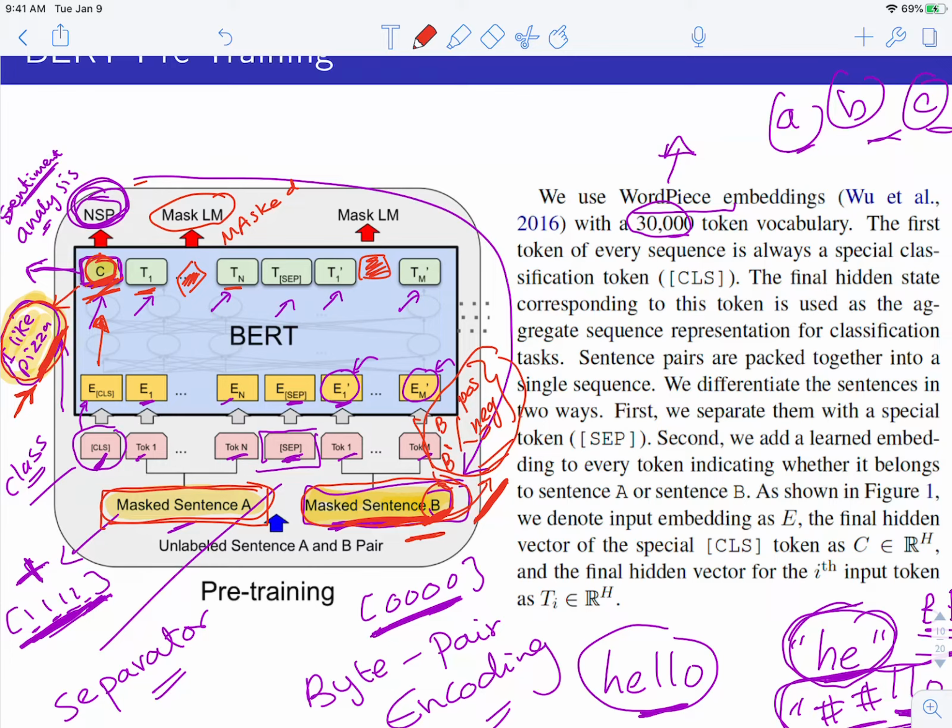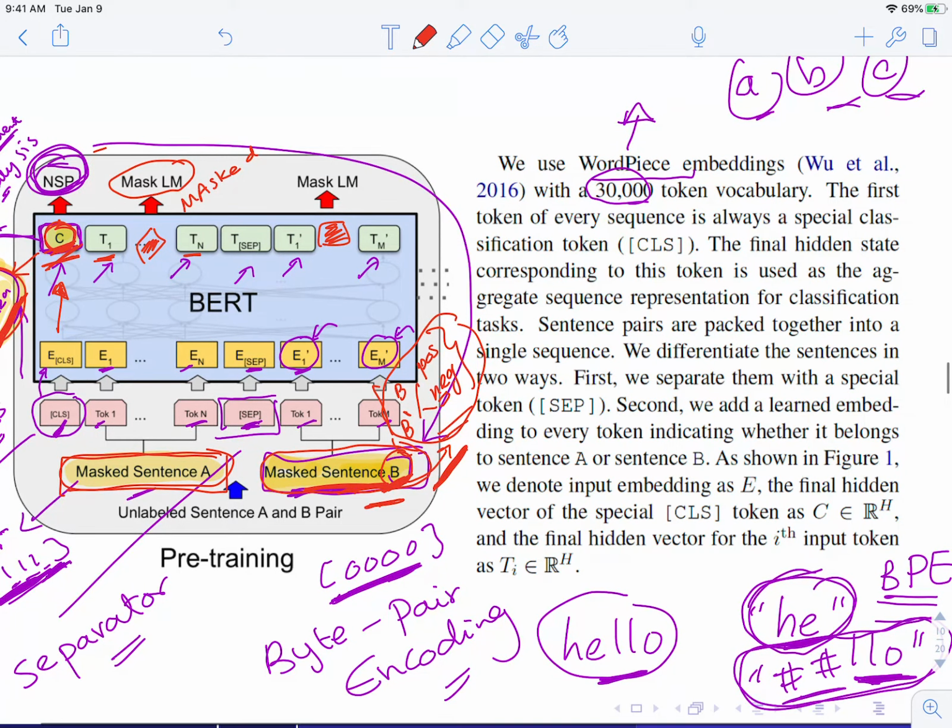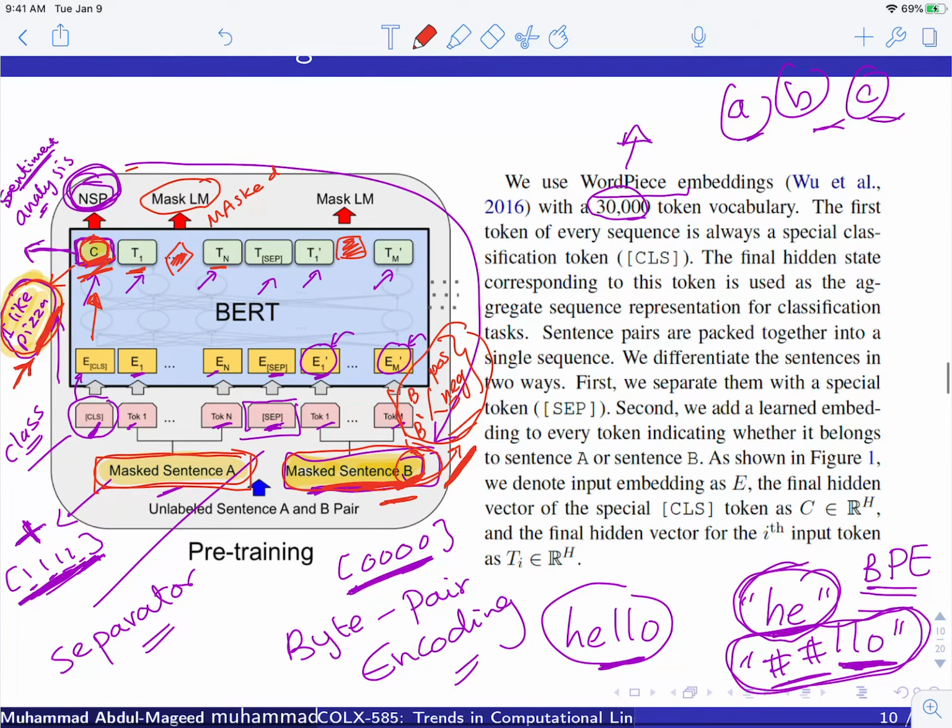You can read the text here, but basically this is what the text is saying. And the last thing is that if this token was the masked one, then that's what we will really try to predict.